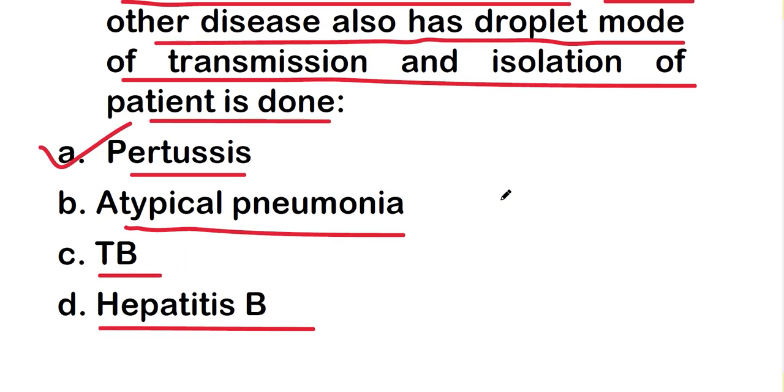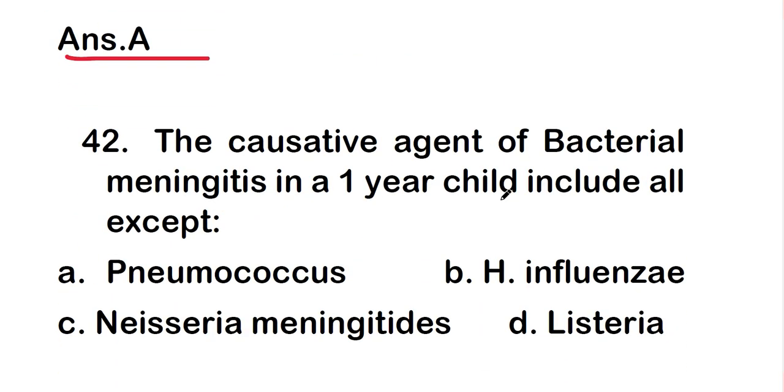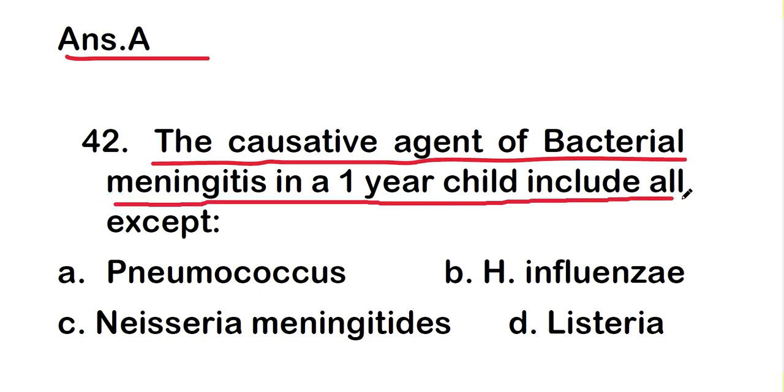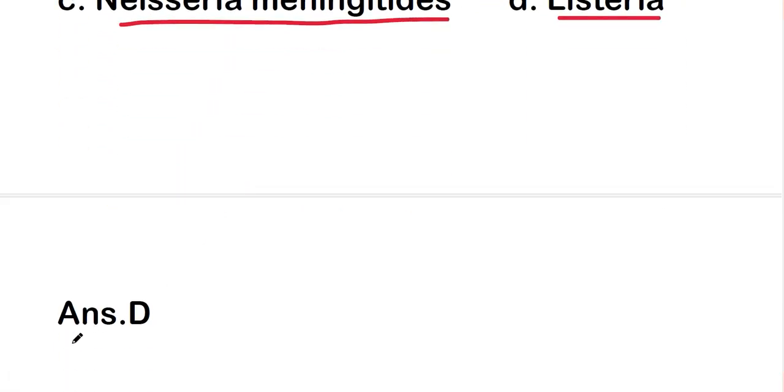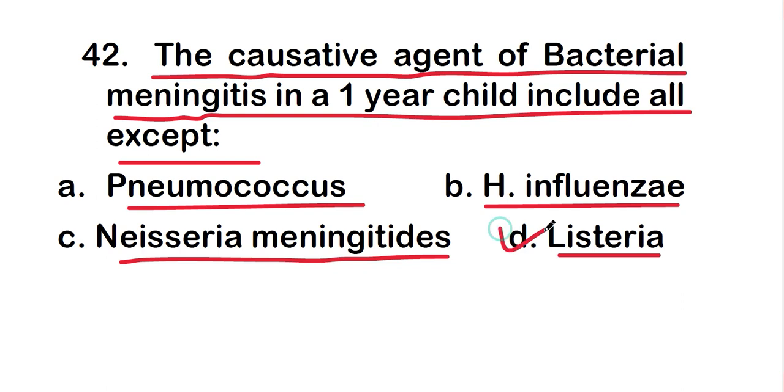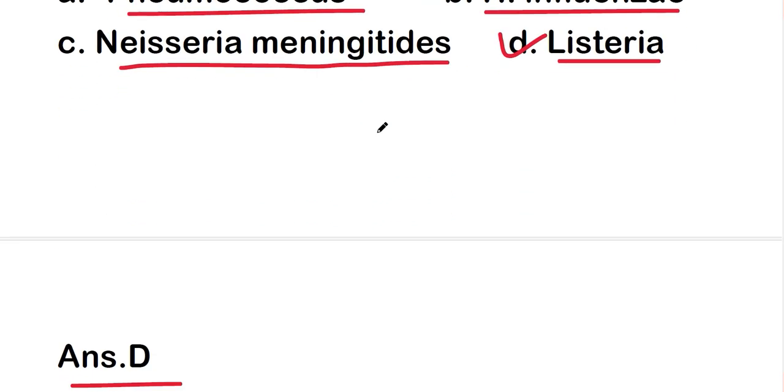So move on to the next question on applied microbiology, that is, the causative agent of bacterial meningitis in a 1-year child include all except pneumococcus, Haemophilus influenzae, Neisseria meningitidis or Listeria, and the right answer is option D, that is Listeria. So this is the exception. So the causative agent of bacterial meningitis in a 1-year child include all except Listeria. Okay, so move on to the next one.